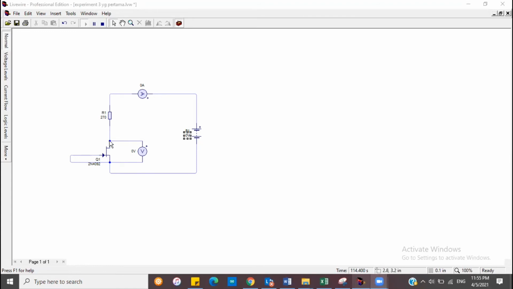The components used here are the transistor, this N-channel 2N4092 model, a voltmeter, an ammeter, and this is the power supply.